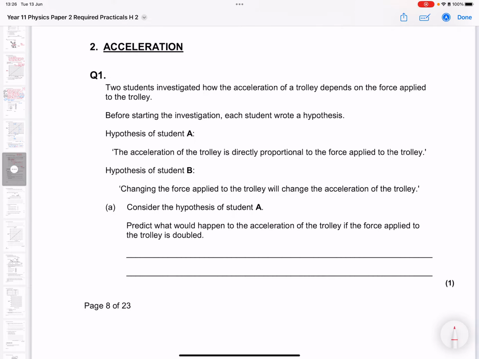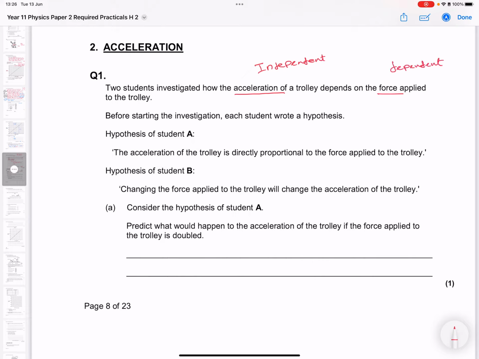So two students investigated how the acceleration of a trolley depends on the force applied. In any investigation we do in science, we'll have an independent variable and a dependent variable. And then we will test the relationship between two variables. So we will be changing one, that will be independent, and then in order to find out the impact on the other one, we will be measuring something, so that is the dependent variable. Everything else has to be kept the same in order to keep it a fair test.